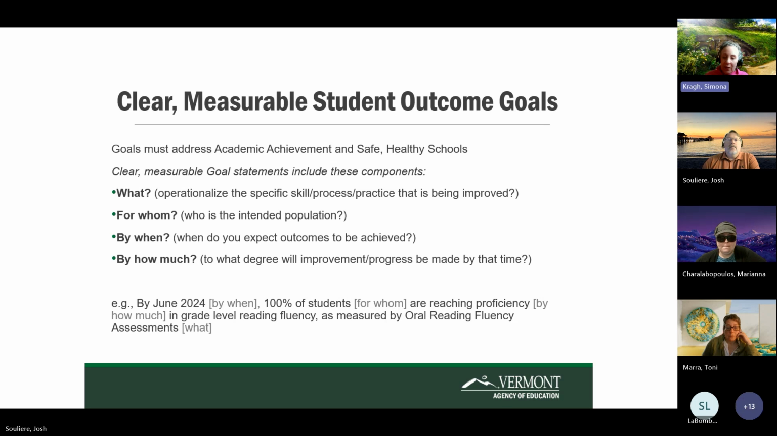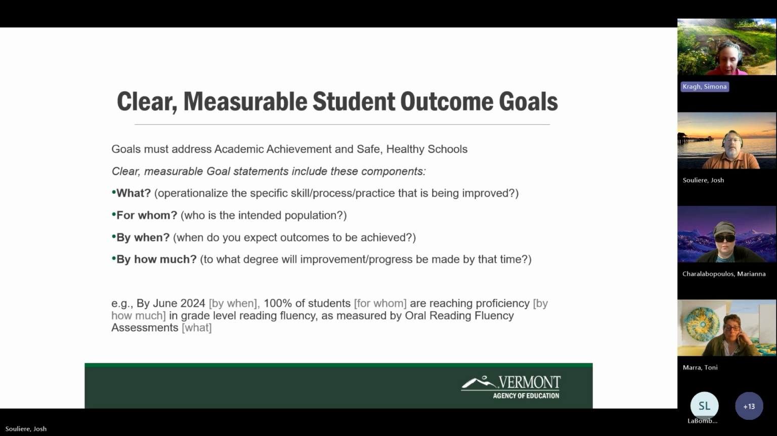So in this case, in the example you see in the slide, you see that there is a due date by June 2024. That's the by when. 100% of students is for whom. The by how much is the achieving of proficiency, and in grade level reading fluency as measured by oral reading fluency is the what.